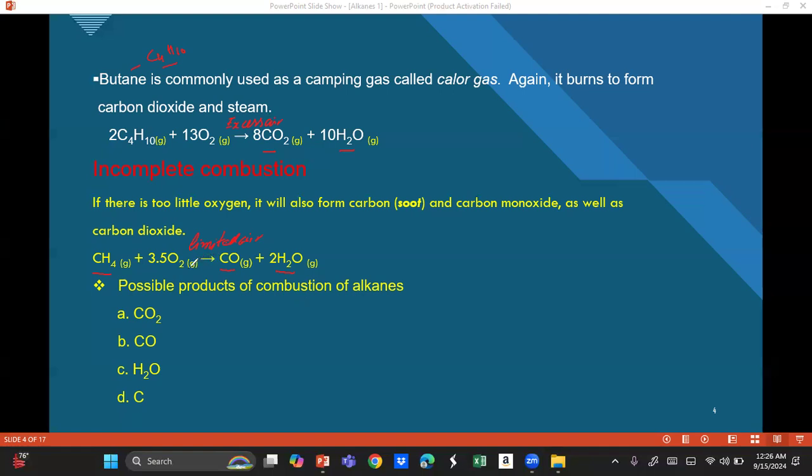Okay, hope you understand the difference between complete combustion and incomplete combustion. So in incomplete combustion, the products are carbon monoxide and steam. Along with this, we have carbon as well. But at this level, we don't write it in the equation. But if the question is, what are the possible products of combustion of alkanes, we will have to write four: carbon dioxide, carbon monoxide, steam, and carbon. Hope you understand. If you have any question, you can write in the comment box.